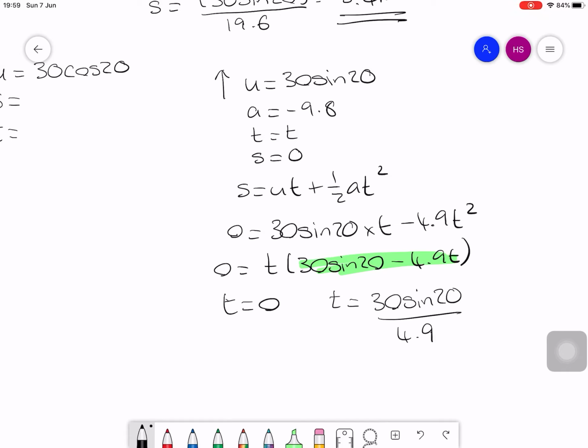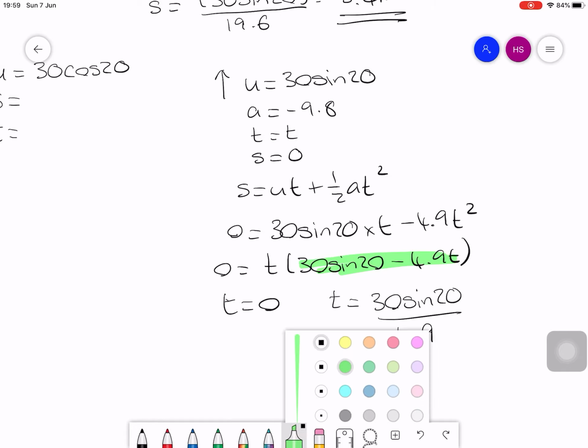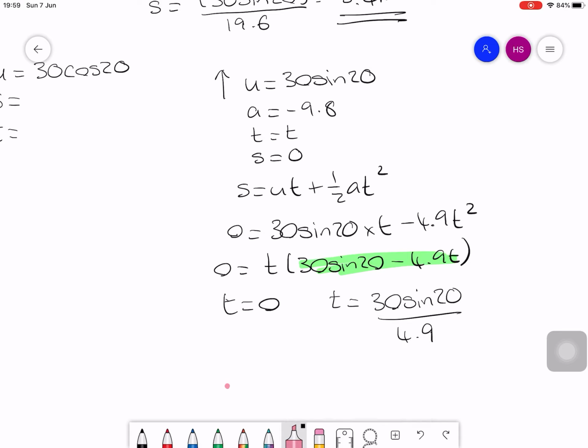You could absolutely just use your calculator to solve that quadratic. If you use your calculator, a would be minus 4.9, b would be 30 sine 20 and c would be 0, and that would be absolutely fine. Okay, so 30 sine 20 all over 4.9.